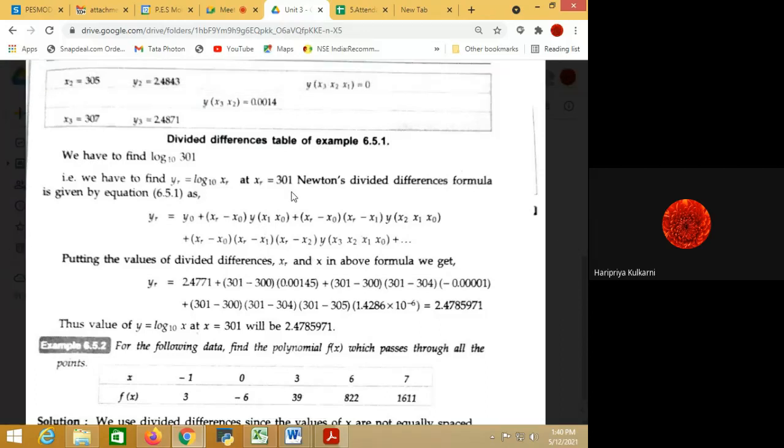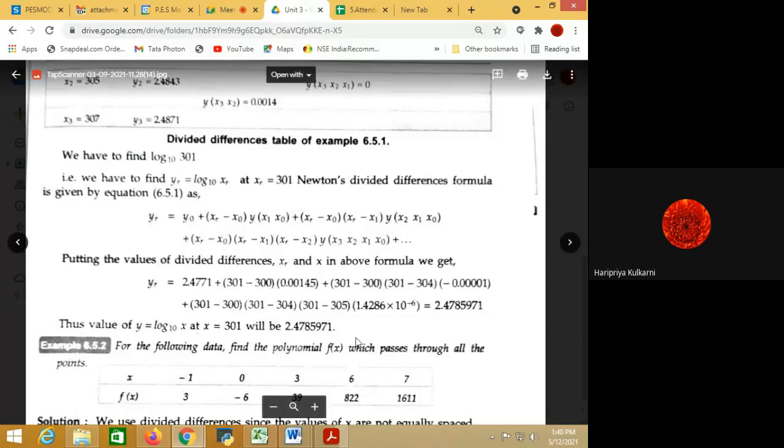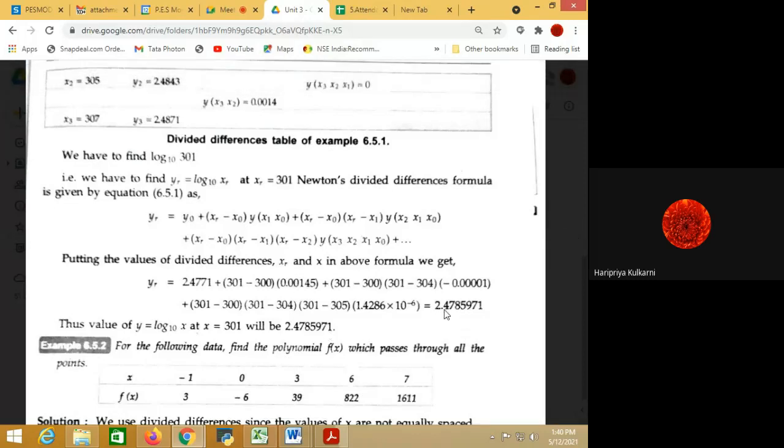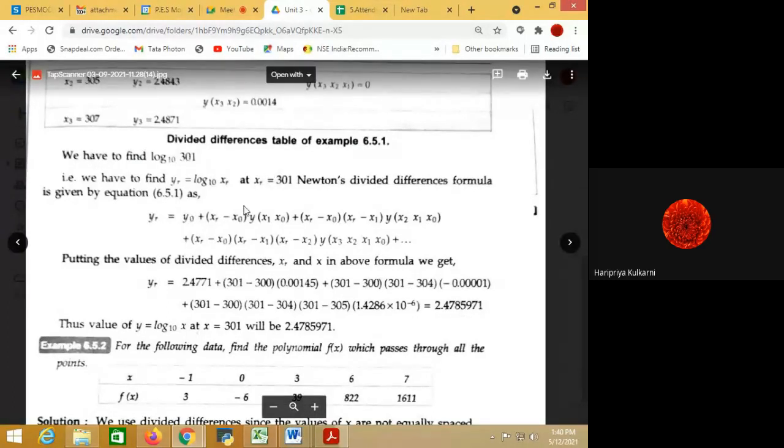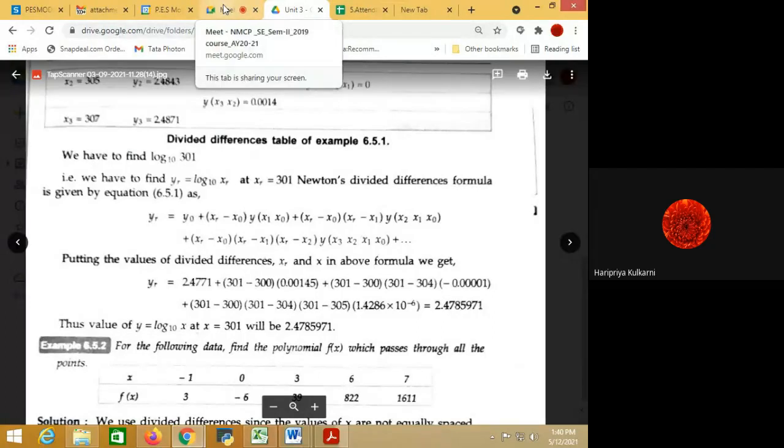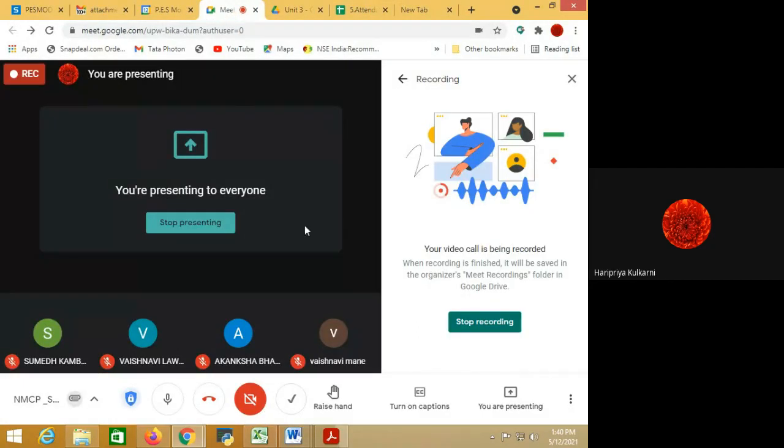XR is 301, at which we have to find out YR. So putting all the values, you will get the answer, and the answer is coming as 2.4785971. So this is how we can apply the divided difference interpolation numerical. Okay. I hope you have understood. If you have any doubts, please comment.